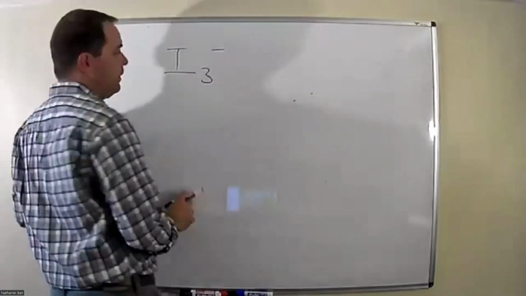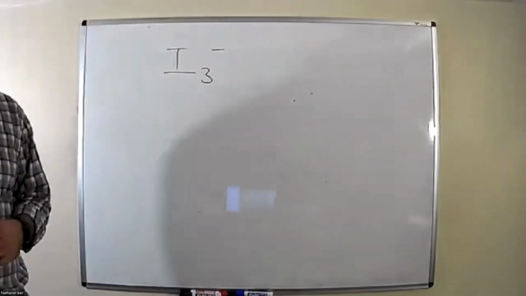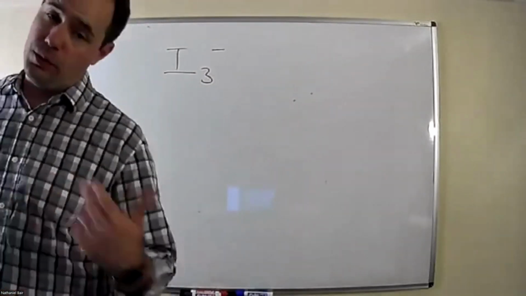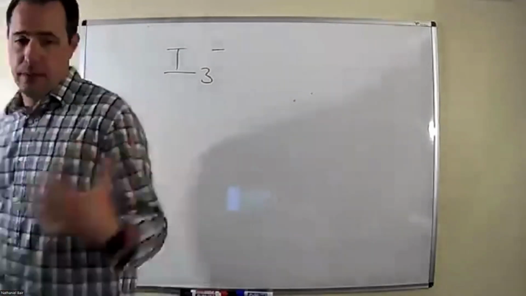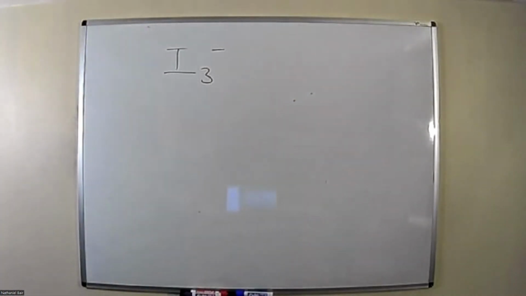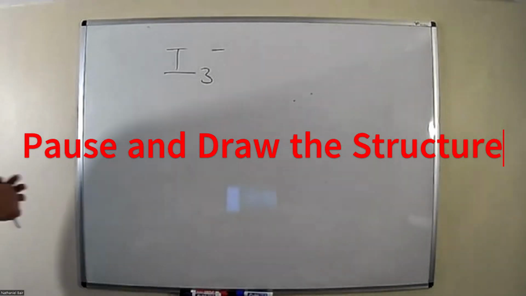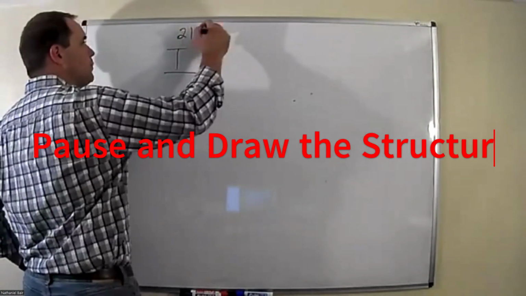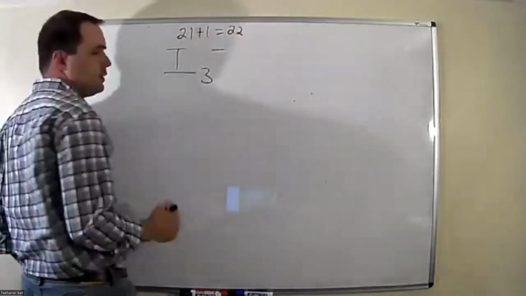I3 minus 1. Try I3 minus 1. See if you can get the right Lewis structure to start with, and then see if you can find the geometry before we go over it. All right. So we got 21 plus 1, which is 22.